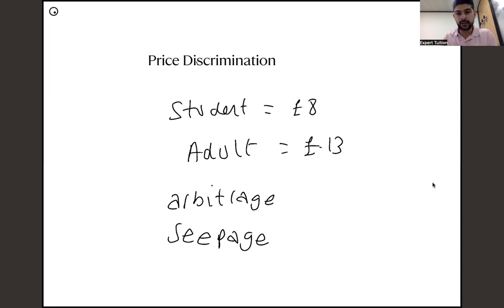In our example a second ago with the students and adults, if we were able to buy the student ticket at £8 and sell it at £10, we would be gaining profits of £2 per ticket at the expense of the cinema. That is arbitrage. So it's basically resale between the sub-markets at a profit at the firm's expense. That's number one. The second concept is seepage. The best way to understand seepage is through yours truly.